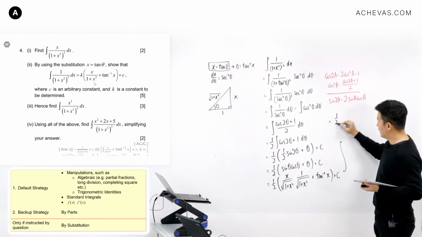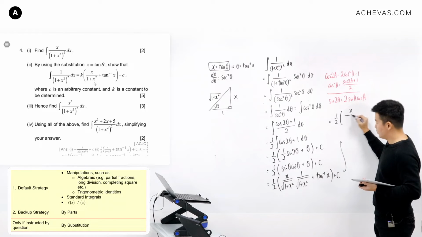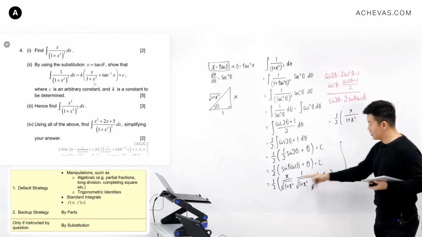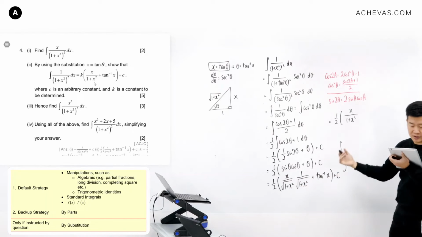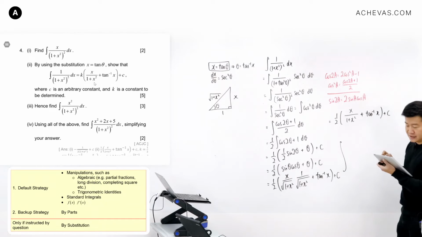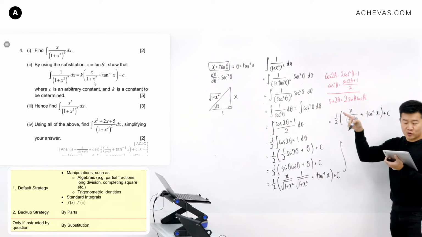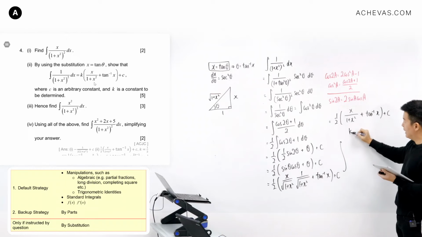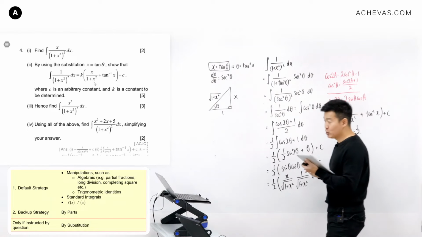It is equal to half of x over 1 plus x squared, because the square root of this times the square root of this, the square root will disappear. And this is going to be this plus tangent inverse of x plus c. So by comparing this to what I'm supposed to show, k is equal to half. So this is part 2.